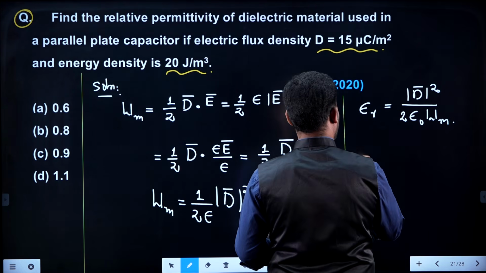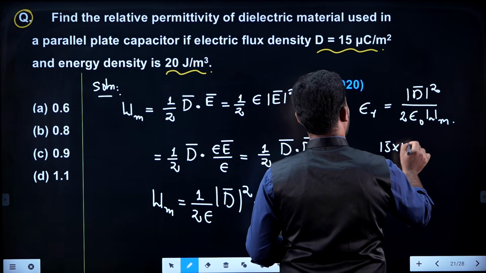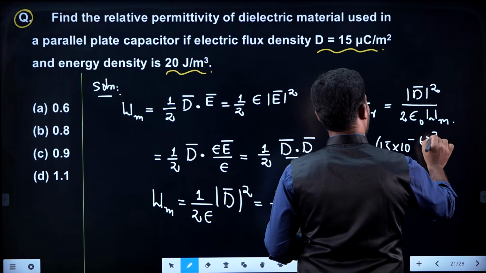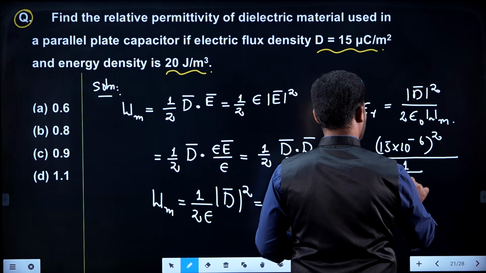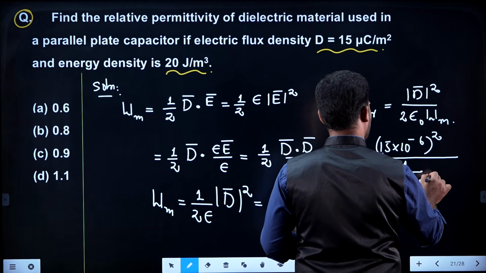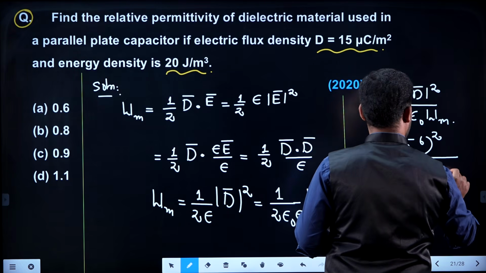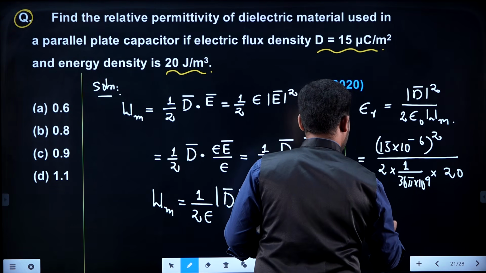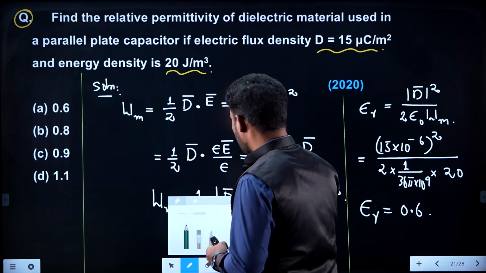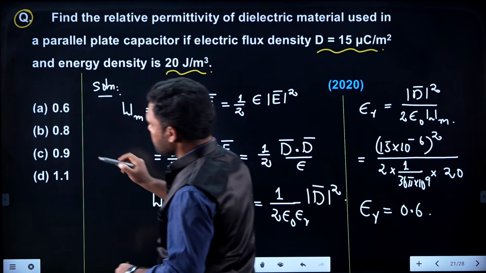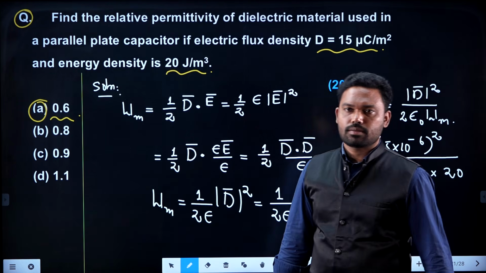So, it is D, it is 15 into 10 to the power of minus 6 whole square divided by 2 into 1 divided by 36 pi into 10 to the power of 9 into what is the energy density here, it is 20. So, what is this epsilon r? Check out this one, it is 0.6, there is no units for this one, check out its value. So, option A is the answer.